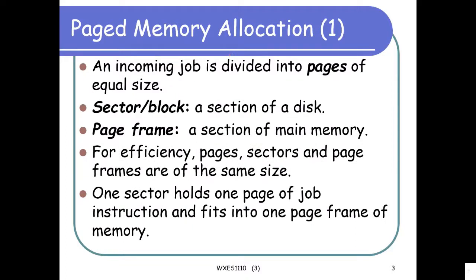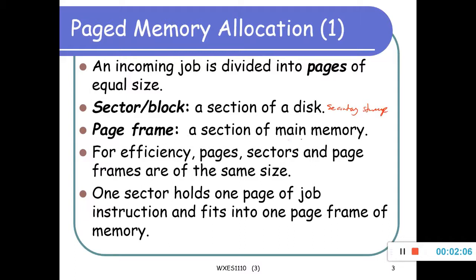We're going to learn about the first one, page memory allocation. An incoming job is divided into pages of equal size. These are the terms we use for page memory allocation. Sector: a block or a section of a disk. This is a section of a disk or secondary storage.